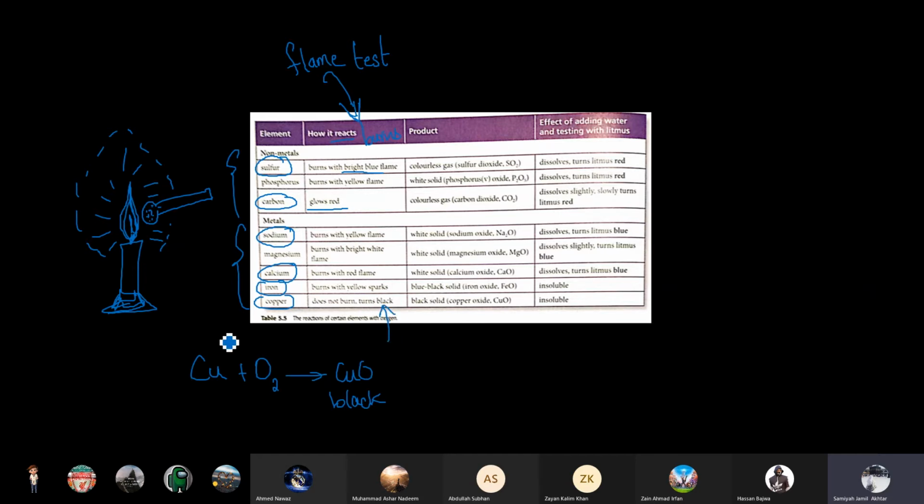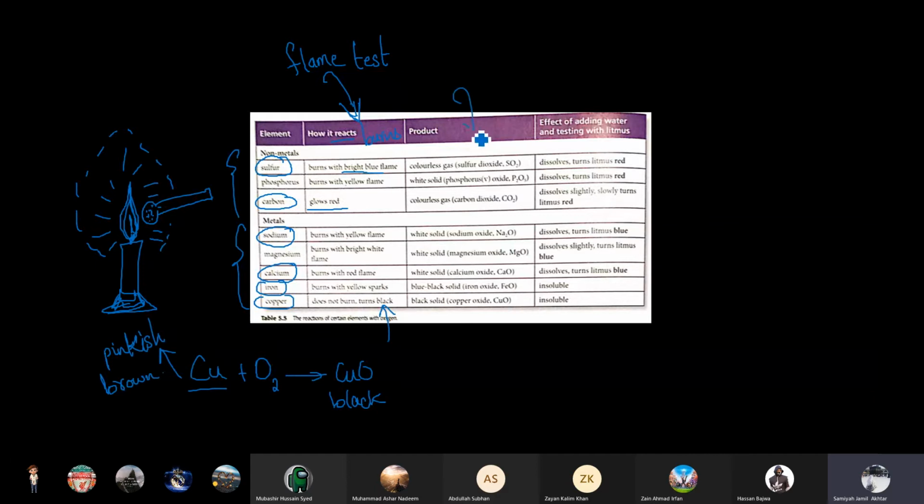What is the original color of copper? Do you know? Golden. Brown. Yeah, it's pinkish brown. Rose gold. Yeah. It's dull gold, but it's pinkish brown in color, the pure copper.